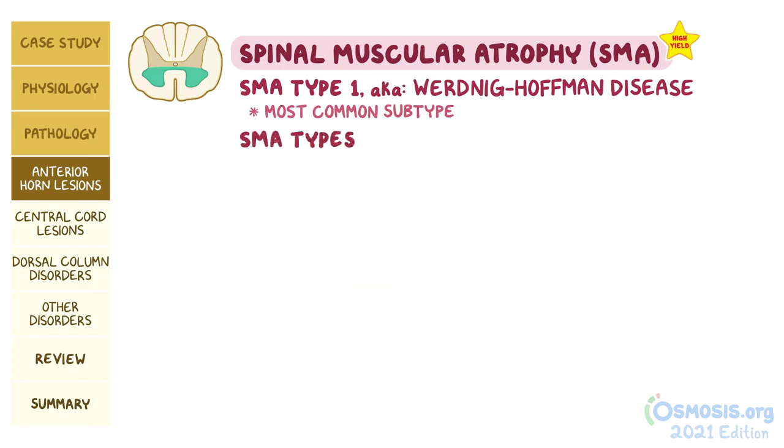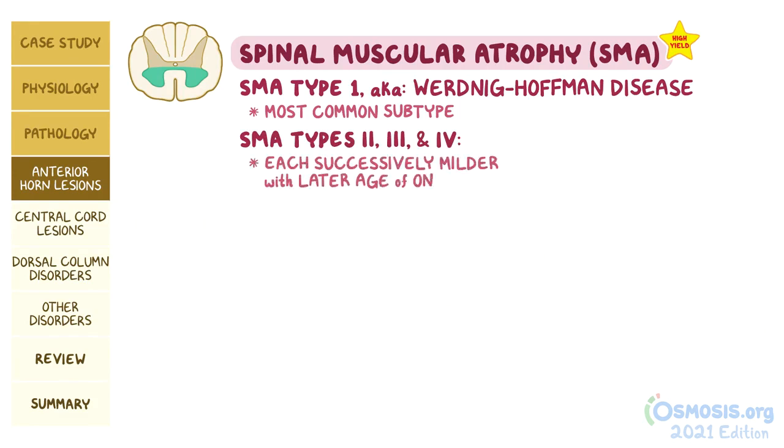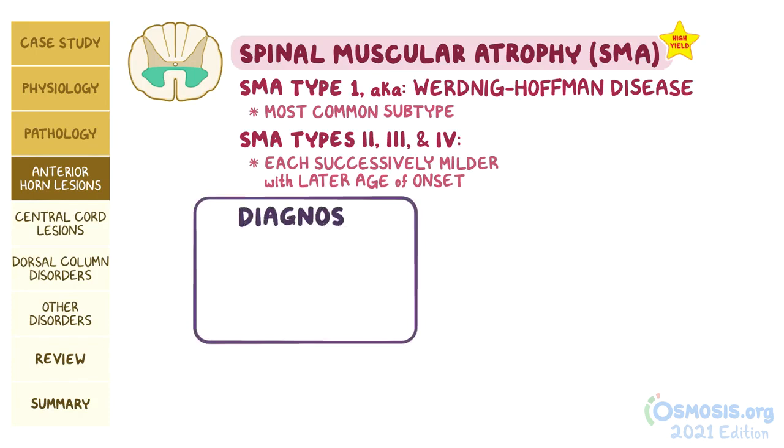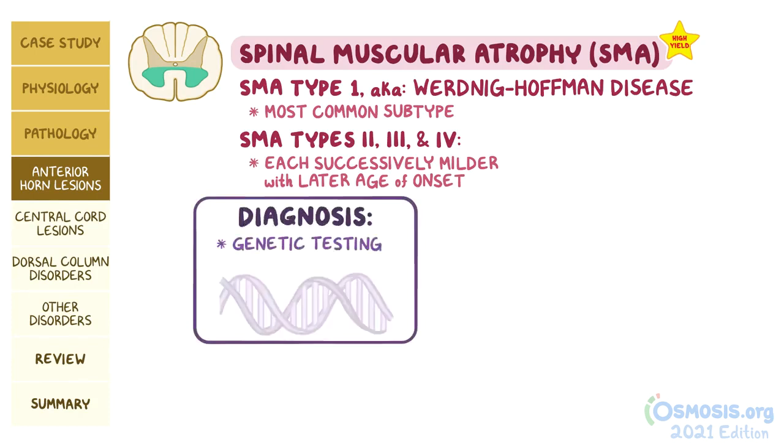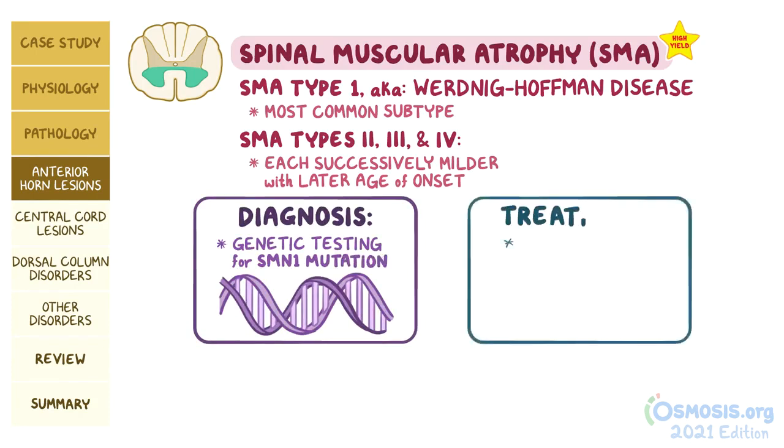For SMA types 2, 3, and 4, the only thing you need to know is that they're each successively milder and have a later age of onset. Diagnosis is done with genetic testing for the SMN1 mutation, and no treatment is available at this time.